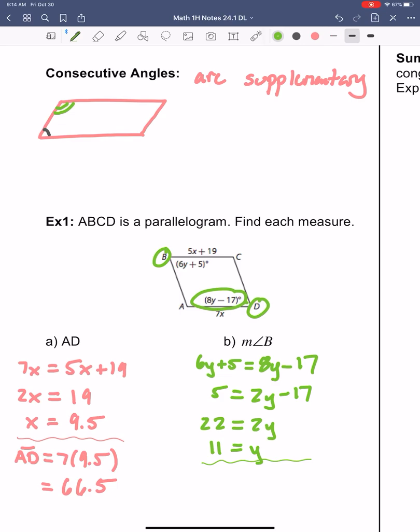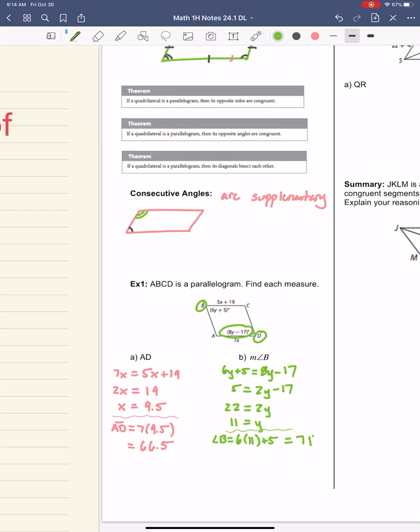And we end up here, angle B equals 6 times 11 plus 5. And that's going to give me, let's see, 66 plus 5 gives me 71 degrees. All right, and we'll keep going here.